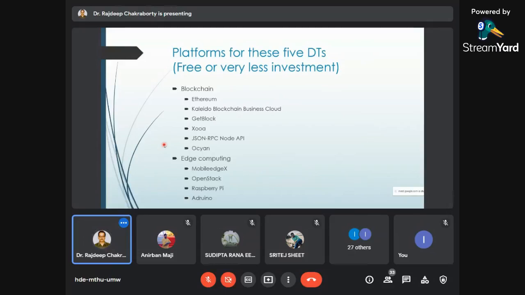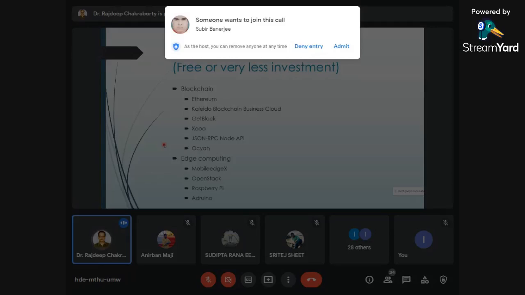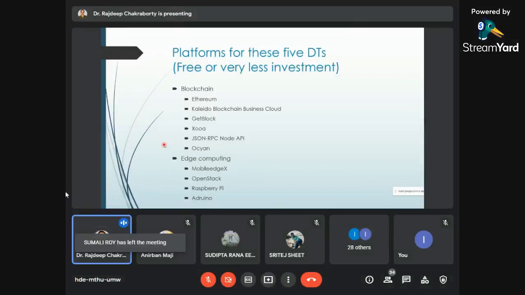Now, for these five technologies I have just discussed, I am giving some platforms or resources where you can start your work. In blockchain, you can work in Ethereum. Ethereum is not absolutely free, but you have some gas. You can buy some or get some gas from your social IDs, and then you can perform some operations in Ethereum. There are also other platforms for blockchain related work. In edge computing related work, Mobile Edge and OpenStack are available online platforms. And obviously, edge computing is nowadays done on Raspberry Pi and Arduino. These are very cheap. That is why I have given them.